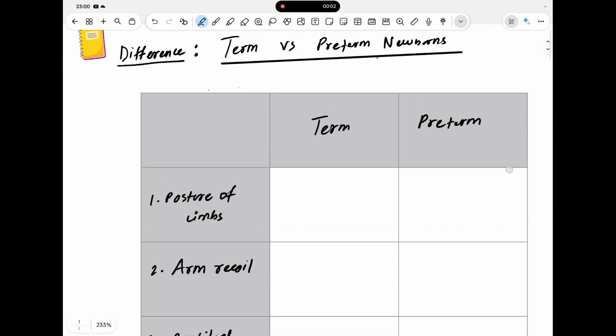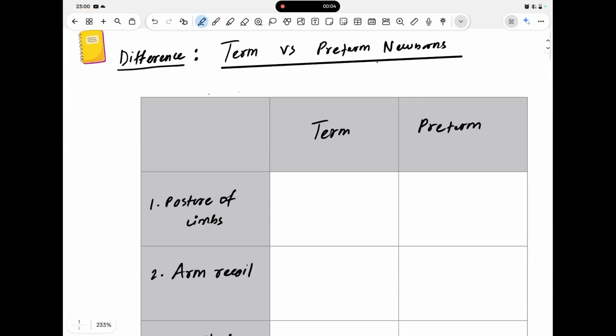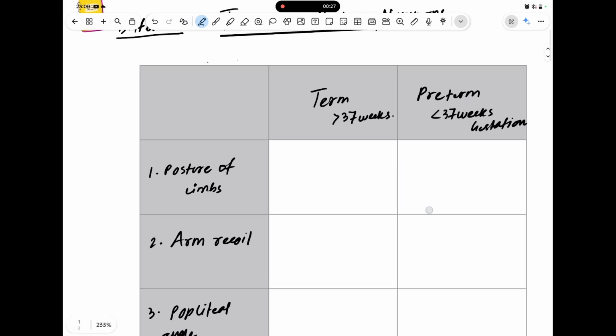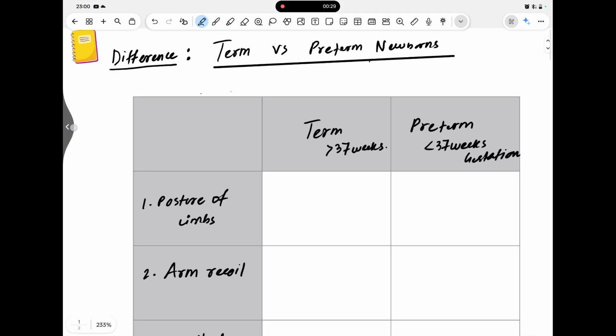In this video, I will be talking about term versus preterm newborns and how to identify them, whether they are term or preterm. Preterm means babies who are born in less than 37 weeks of gestation, and term means babies who are born after 37 weeks of gestation. So if a baby is born at 36 weeks plus 6 days, it is still considered preterm.